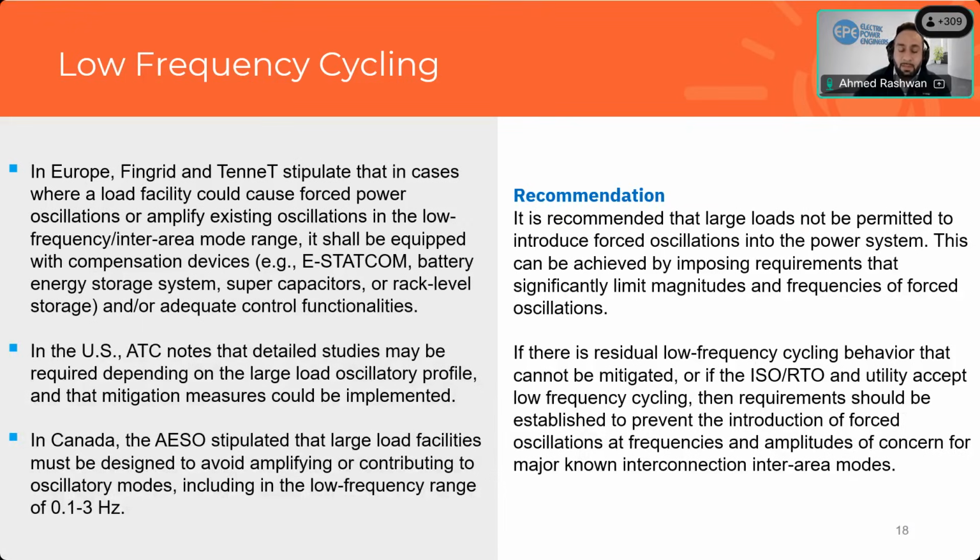So given that, what are some of the utilities around the world doing? What we found is that there's a little bit of positioning in these requirements, but not necessarily specificity. So Fingrid and TenneT mentioned that if the load could cause forced oscillations, they need to be avoided at those oscillatory modes that are of concern, and potentially installing compensation devices like STATCOMs or battery energy storage to smoothen out their load profiles. Similarly, ATC notes that there needs to be some detailed studies to ensure that they don't actually trigger any of those natural oscillatory modes.